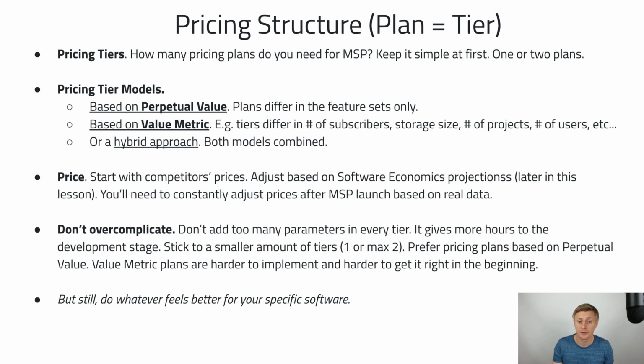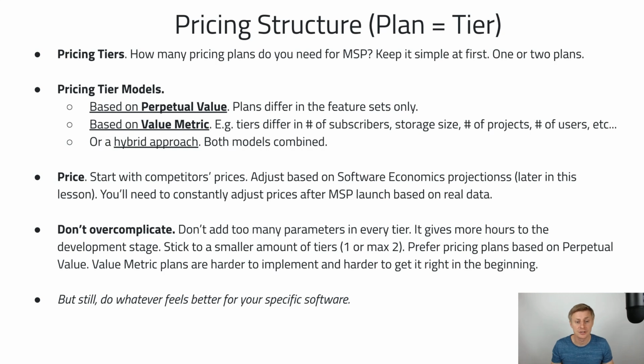The second model for pricing plans is based on value metric. In this case, MailChimp would give you the same set of features included within every pricing tier, but you will have the number of mail subscribers limit going up with more expensive plans. This will be a pricing tier model based on value metric only. And in this case, the value metric is what? Correct, it's number of subscribers.